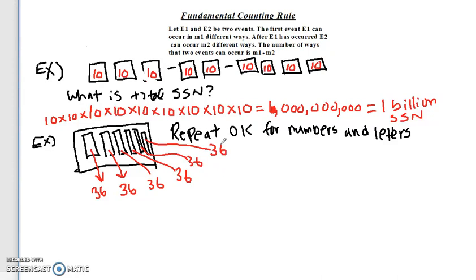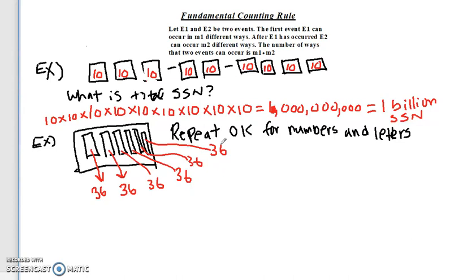Okay, so let's find out how many total numbers we have. So you got 36 times... Again, according to the fundamental counting principle, you just have to multiply them all. So 36 times 36 times... Let me just do it this way. Okay, so you got 36 to the 6.